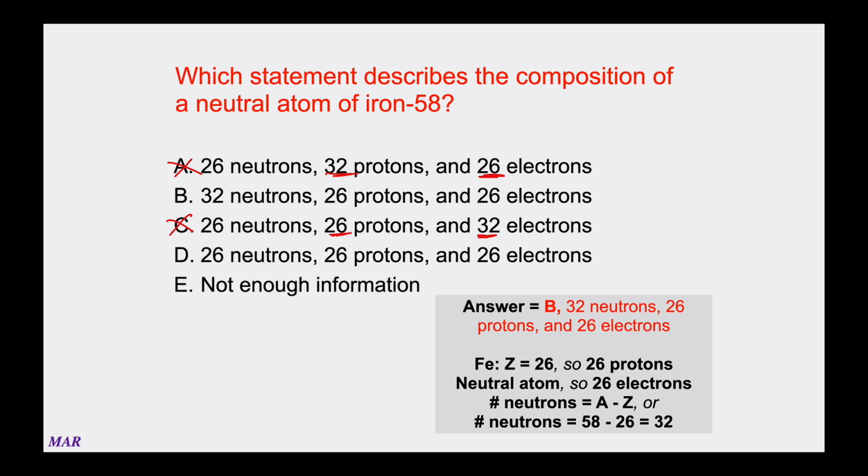So if you have a neutral atom of iron 58, you're going to first of all have equal protons and electrons. Iron always has 26 protons, so that means 26 electrons as well. And then finally, the 58, to figure out the number of neutrons, you would go 58 minus 26. And that's where answer E comes in. So we have enough information to answer this question. Absolutely, it's answer number B.